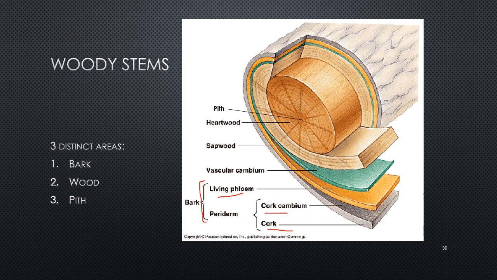Second, we have wood, and shown here is the heartwood and sapwood, which is secondary xylem. So that's produced by this vascular cambium right here. The vascular cambium produces secondary xylem this way, which is called wood, and secondary phloem this way, which is part of the bark. And then the third part of a woody stem is this pith in the center. Remember, we said the eudicot stem has pith in the center.